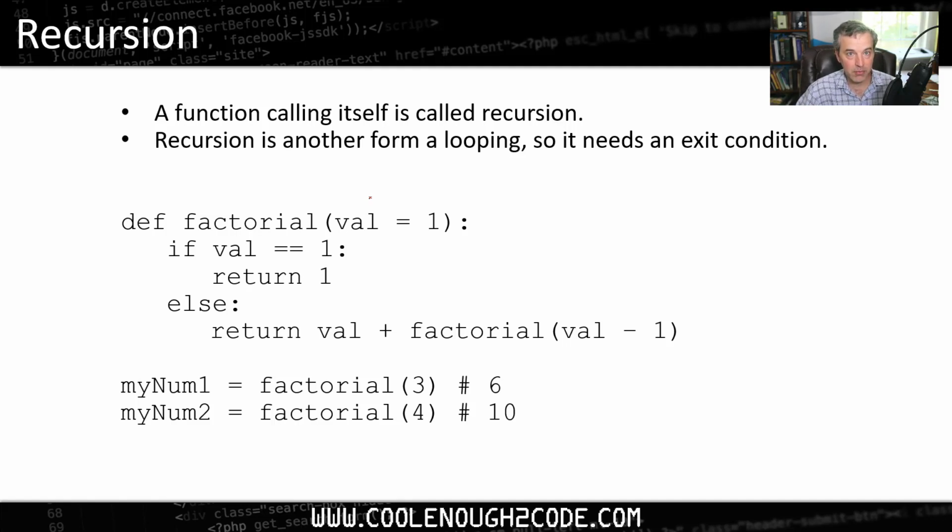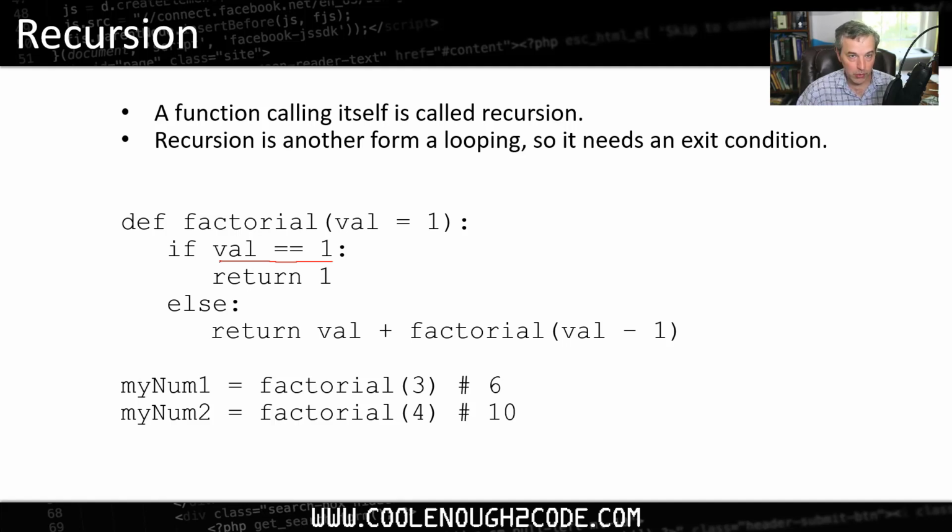You need to have some kind of terminal condition so you don't end up with an infinite loop, or infinite recursion in this case. And this one is a function that calculates a factorial. I have an exit condition of where val equals 1. A factorial is basically the sum of a number and every number before it. So if I say, what is factorial of 3? That's going to be the sum of 1, 2, and 3. So 1 plus 2 plus 3 is 6. So 3 factorial is 6.